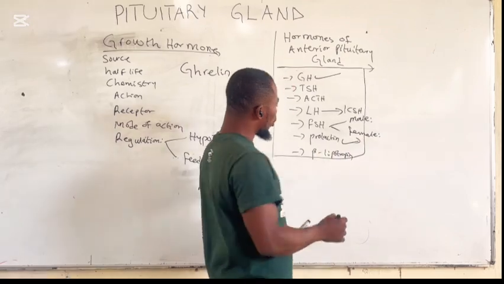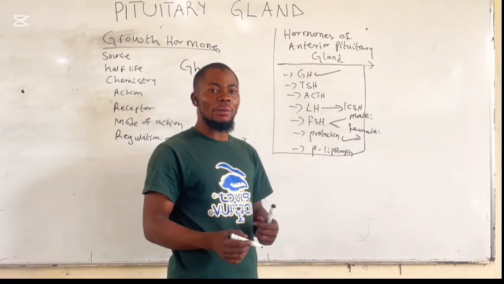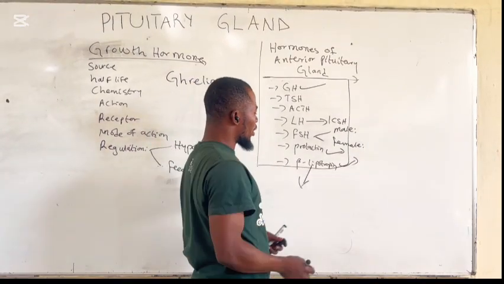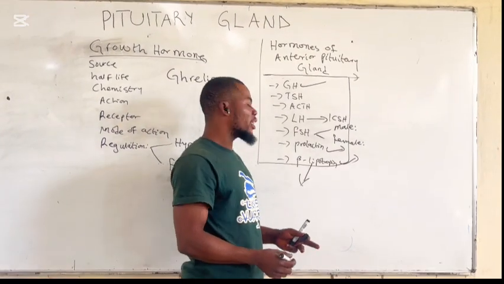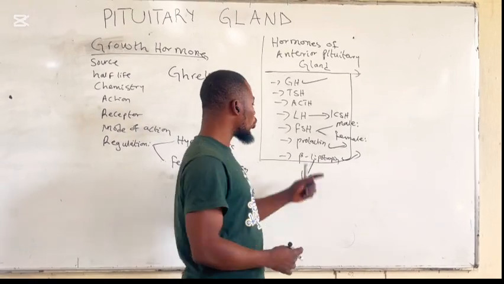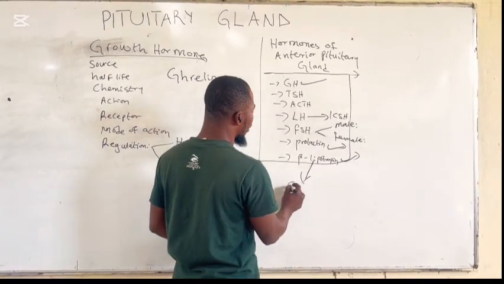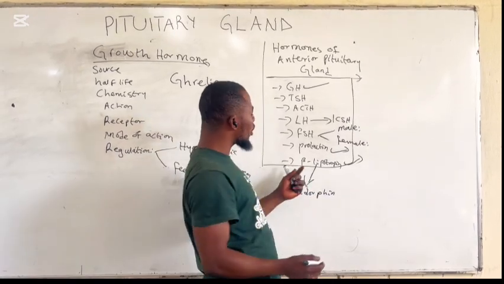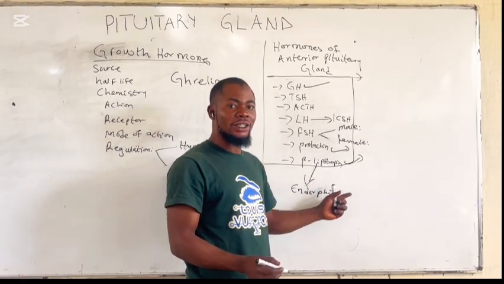Prolactin plays a major role in development of the mammary gland and milk production, while beta-lipotropin is a newly discovered hormone, and it acts by liberating lipid from the adipose tissue. It also serves as a precursor for endorphins. The mode of action of this lipotropin is through adenyl cyclase.